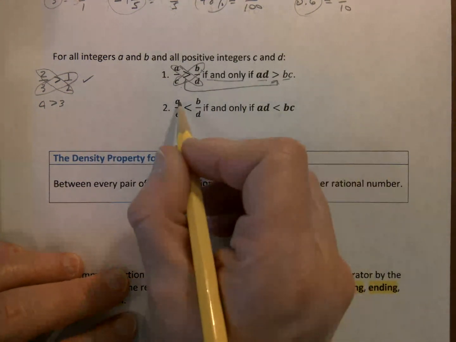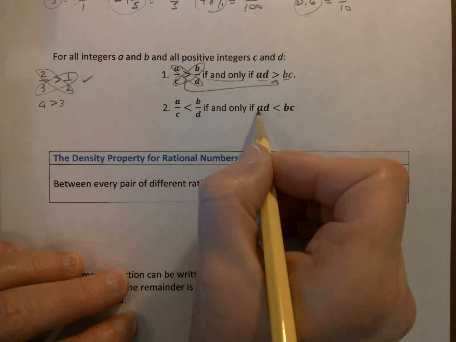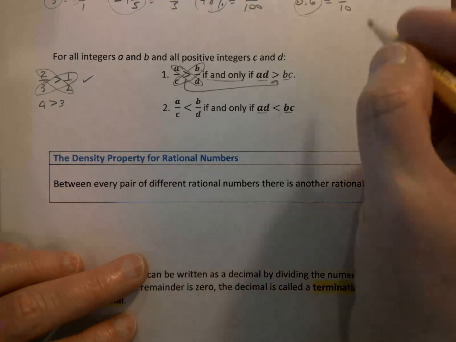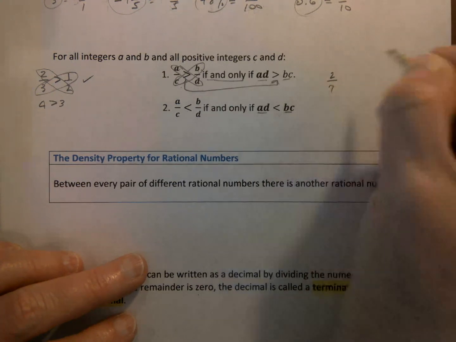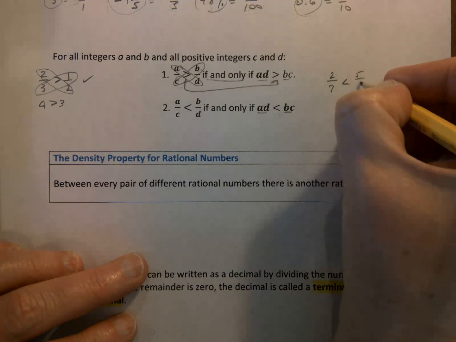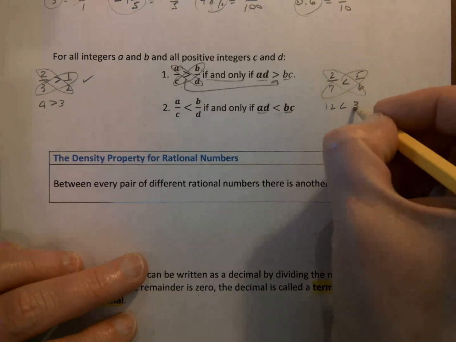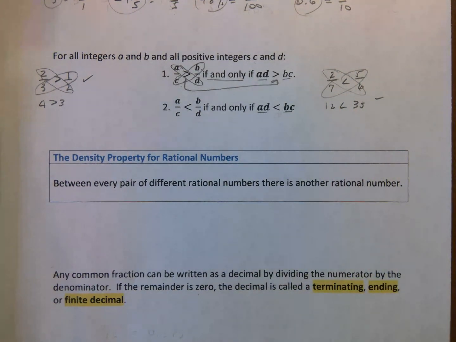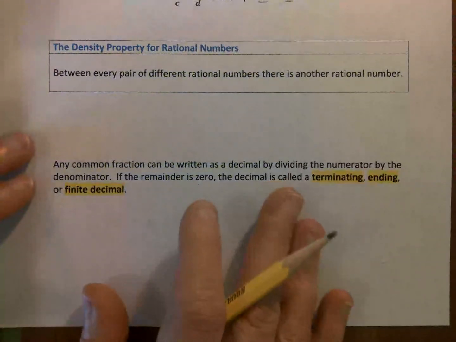Here it's the same thing. A over c is less than b over d if and only if the product of the extremes is less than the product of the means. So again, this is a great way of checking. If I have 2 over 7, and I say that that's less than 5 over 6, I can check it. That would be 12. That would be 35, and that is true. Okay, so that's just a good way of checking when you have fractions and you're comparing them to determine whether or not it's true.